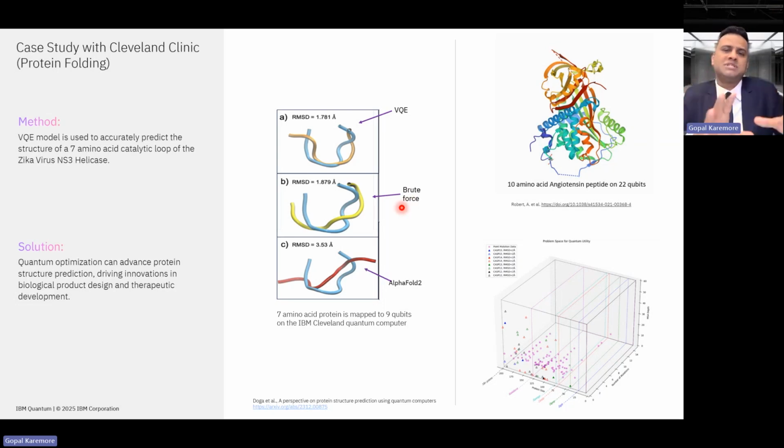And we have also applied this method to a 10 amino acid angiotensin peptide on 22 qubits. We have also applied it to a 7 amino acid neuropeptide. All these molecules have a physical significance and pharma relevance, right? And we have also in this paper projected how this particular method would scale as compared to our hardware roadmap, right from Eagle to Kookaburra and other hardware mapping, with respect to MSA depth, number of mutations, and also with the protein size.